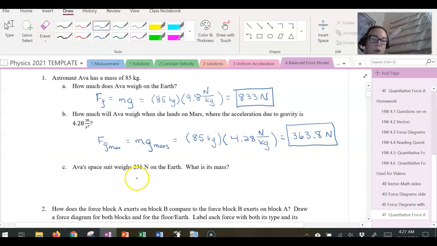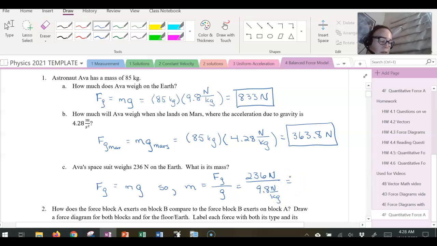Ava's spacesuit weighs 236 newtons on Earth. So could we find its mass? Well, we know that the force of gravity, or the weight, is the mass times acceleration due to gravity on the Earth. So the mass would be the weight of the spacesuit divided by that acceleration due to gravity. So it would be 236 newtons divided by the 9.8 newtons per kilogram, which is acceleration due to gravity near Earth. And so the spacesuit has a mass of 24.082 kilograms.